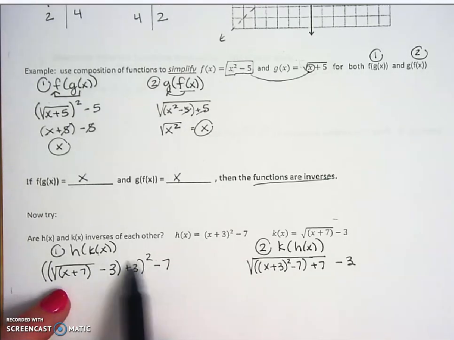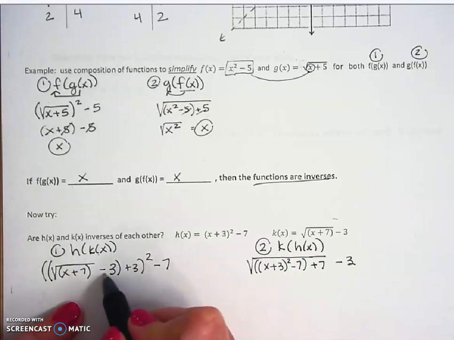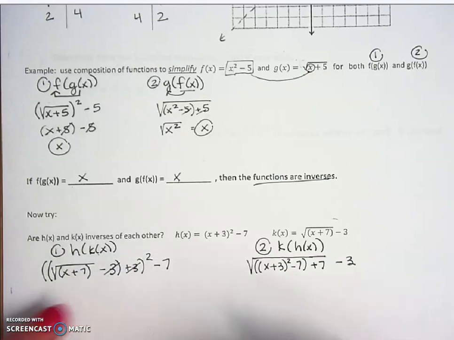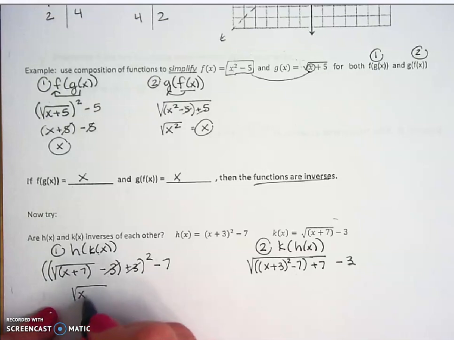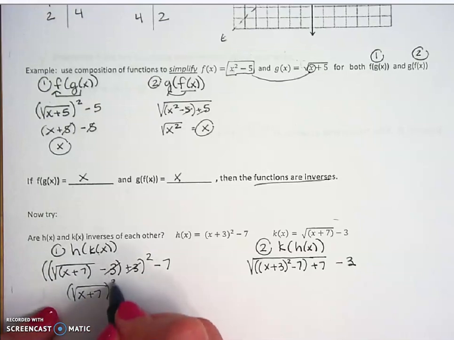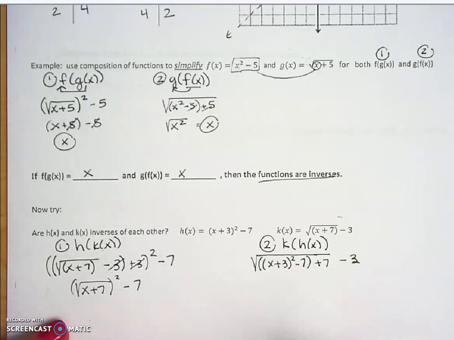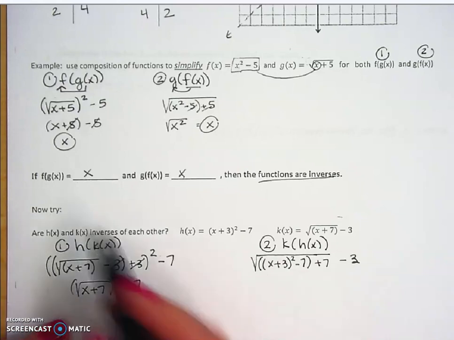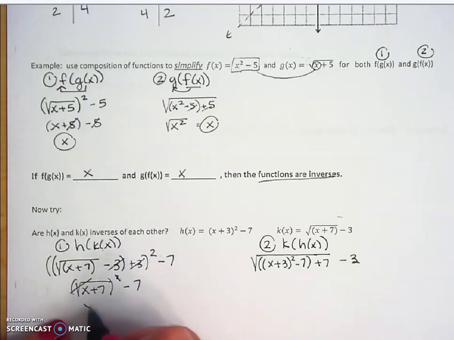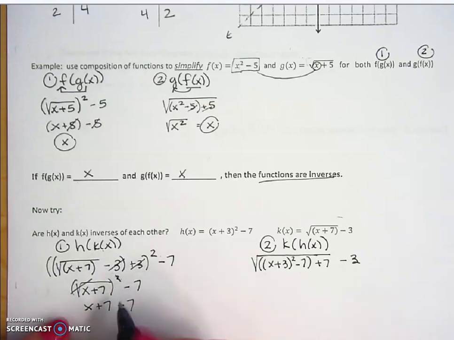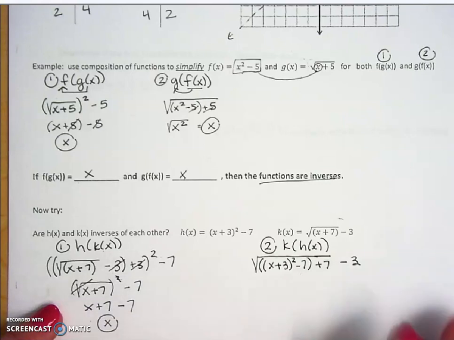So working inside the set of parentheses, I can tell that the 3's cancel, leaving me the square root of x plus 7 squared minus 7. And now this squared cancels out this square root, leaving me x plus 7. Then the minus 7 comes down. And now the 7's cancel, leaving me x.